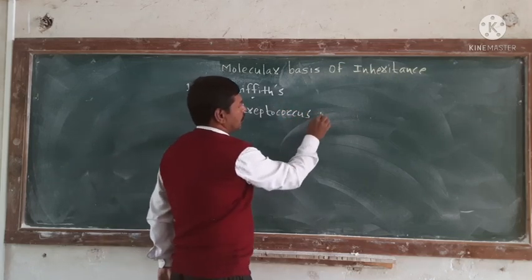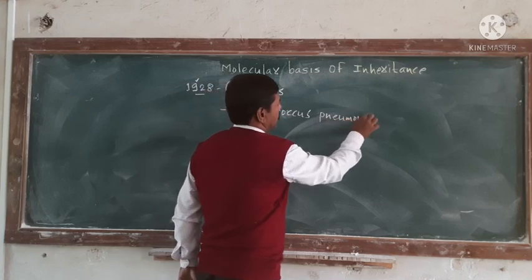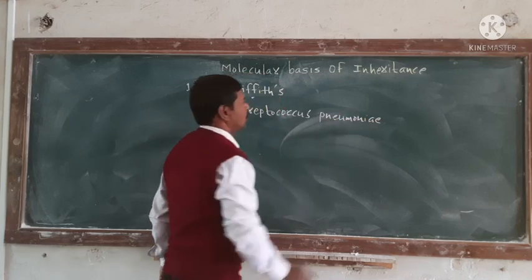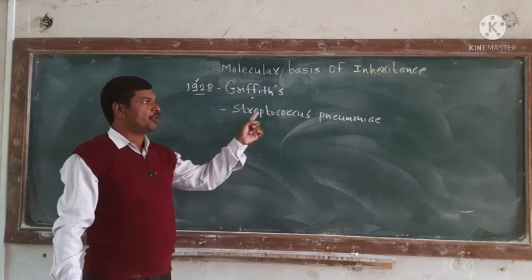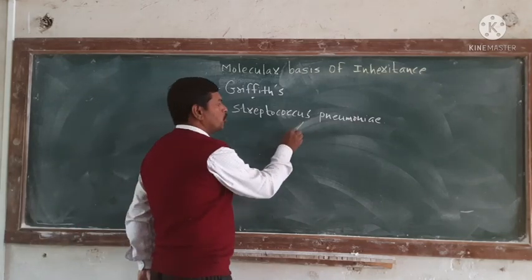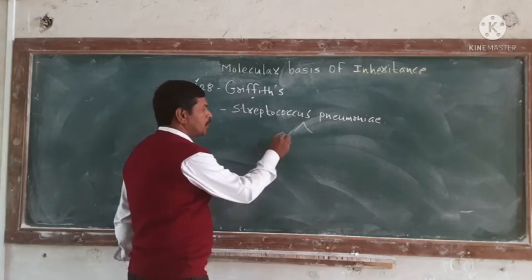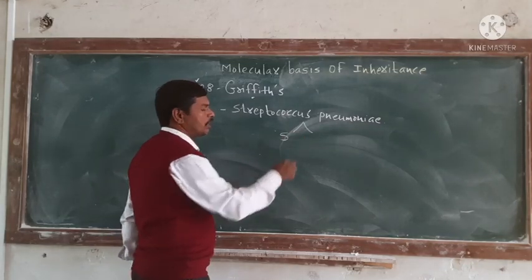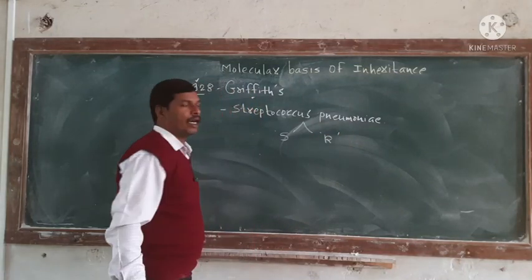See here. Now the bacteria used by the scientist Griffith in 1928, Streptococcus pneumoniae, has two specific strains. The first type is called S type bacteria. The second strain is called R type.